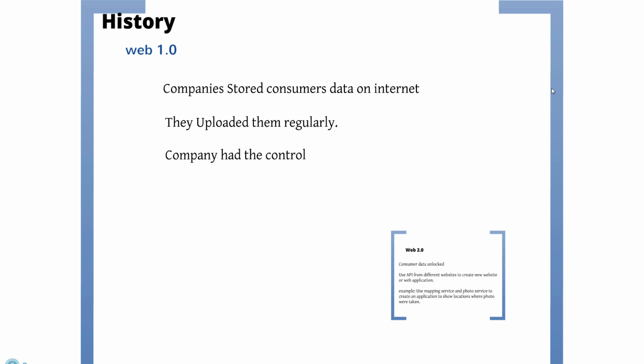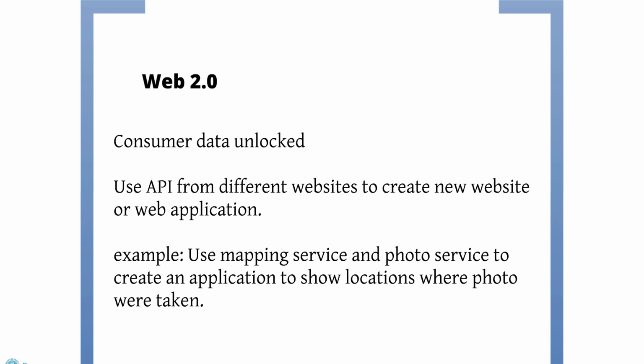Previously in the Web 1.0 world, companies used to store consumer data on the internet. They uploaded them regularly, but the company had control over the data. So basically what that means is customers and people cannot use their data by themselves. They have to request the company to create an application which will enable them to use their existing data.